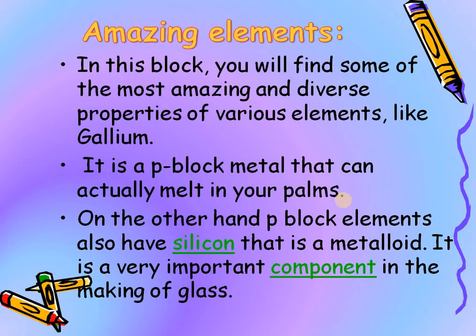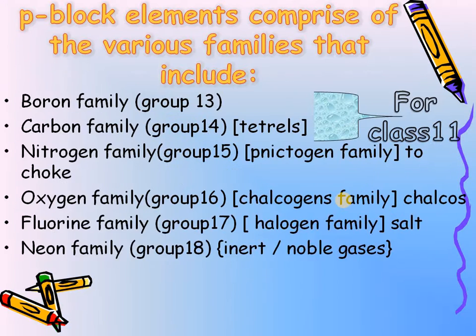On the other hand, p block elements also include silicon, which is a metalloid and is a good component in making glass. These are some amazing elements of the p block.